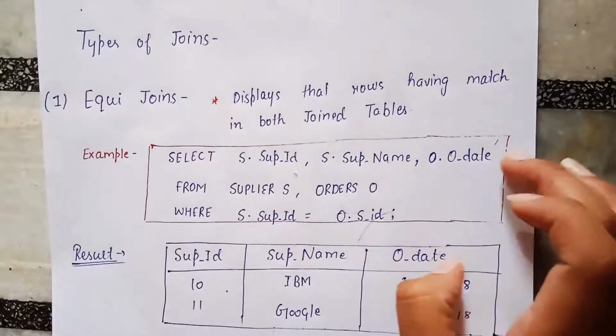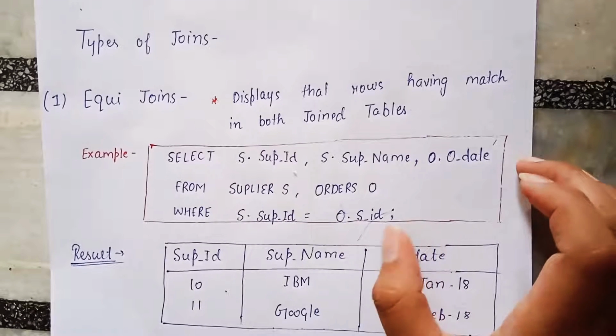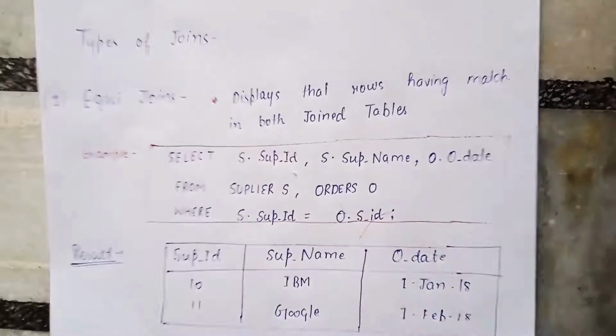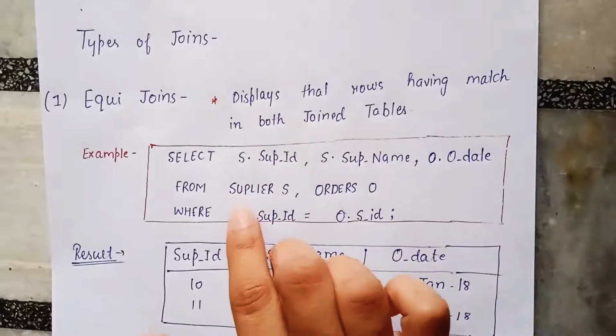Now how do I write the query for this equijoin? So this is the basic way of writing a query using equijoin. Okay, so firstly how do we write?